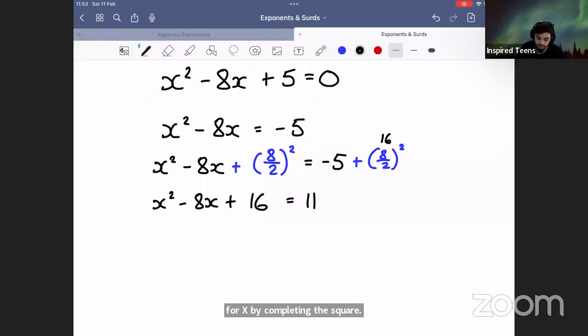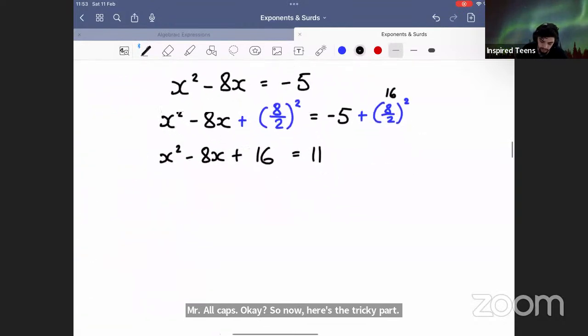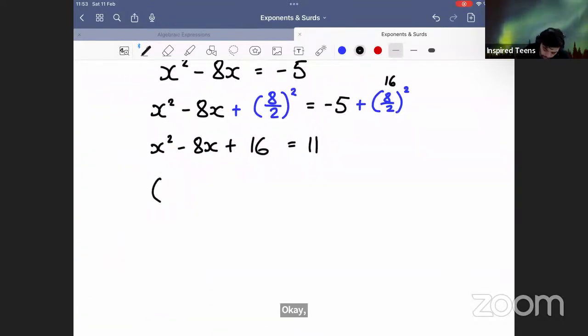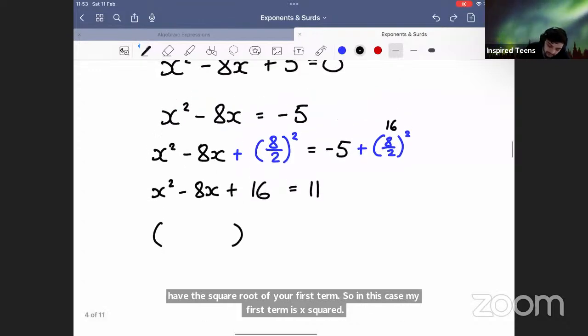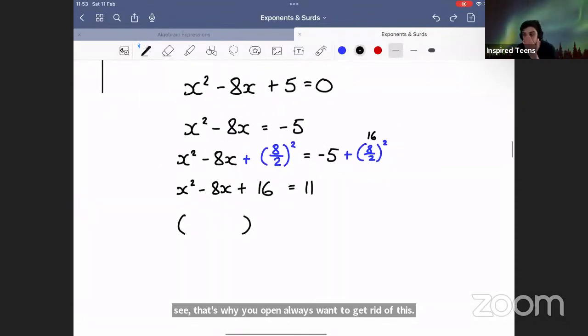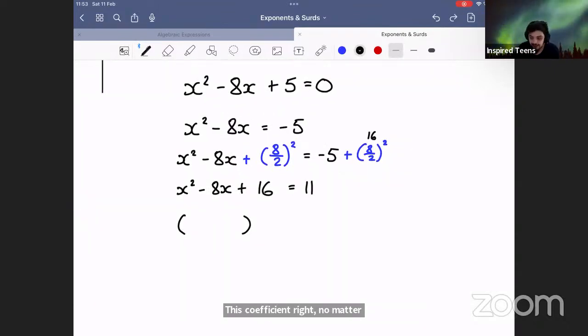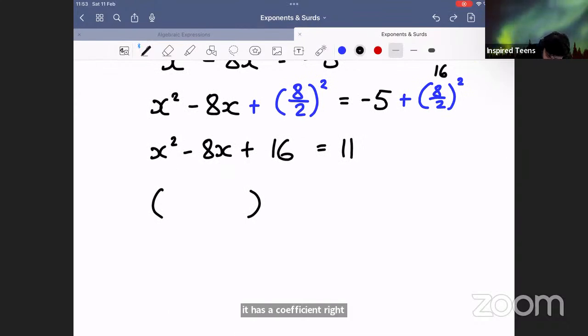Okay, so now here's the tricky part. The idea here is to open up your bracket. Have the square root of your first term. So in this case, my first term is x squared. You see, that's why you always want to get rid of this coefficient, no matter what. In the next lesson, we will do an example with a coefficient. Then I can show you as well how we deal with it when it has a coefficient. So in this case, the square root of x squared is always going to be x.